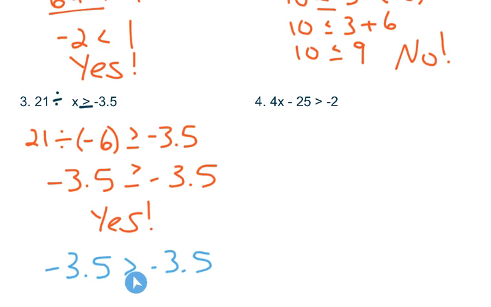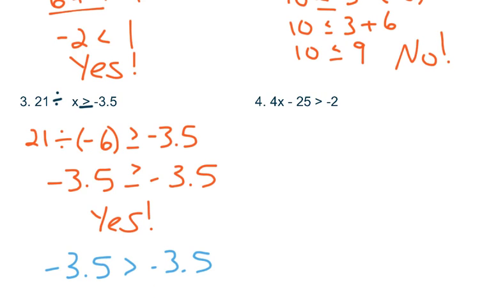Negative 3.5 is not greater than negative 3.5. It's equal to, but not greater than. So if you had something like this, where you had the same number on both sides, without the "or equal to" part, this is a false statement. This would be a no to the question, is it a solution? This would be a no.